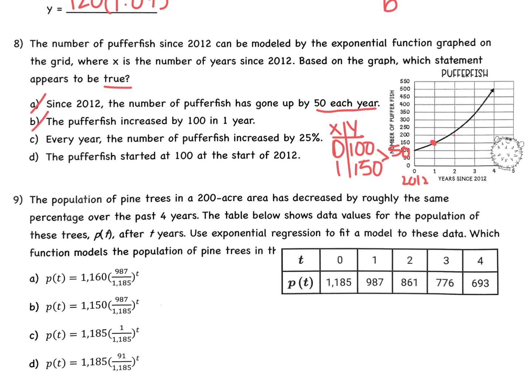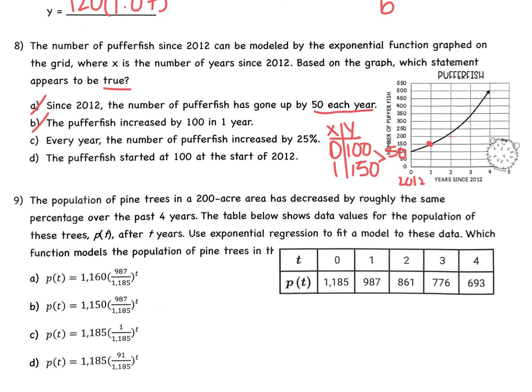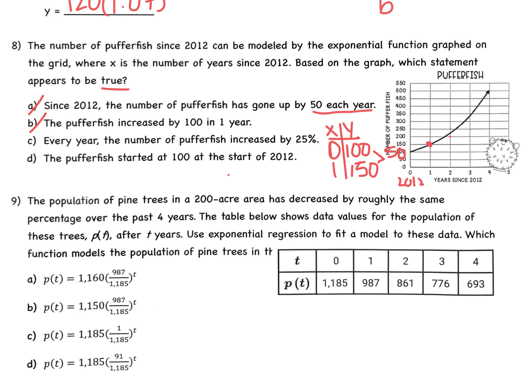Every year, the pufferfish increased by 25%. So you can take this, you can do menu 4 1A and put this into list-in spreadsheets. It's going to tell you that the A is in fact 100 and the B is 1.5. So that is not 25%. And the pufferfish started at 100 in 2012. Yes, that is true because it does tell us that 0 is 2012.